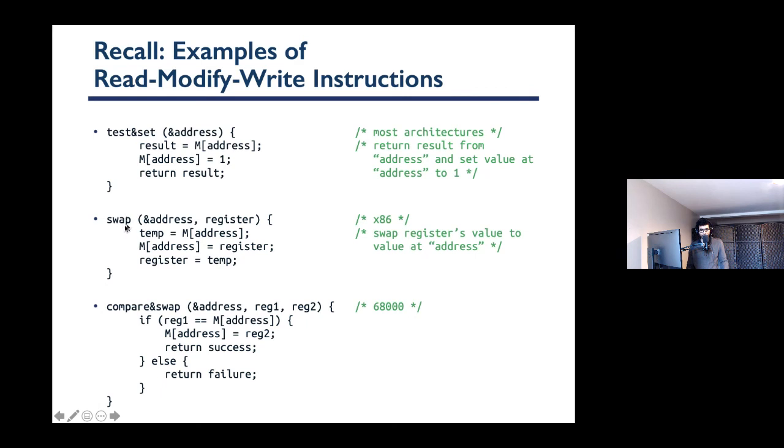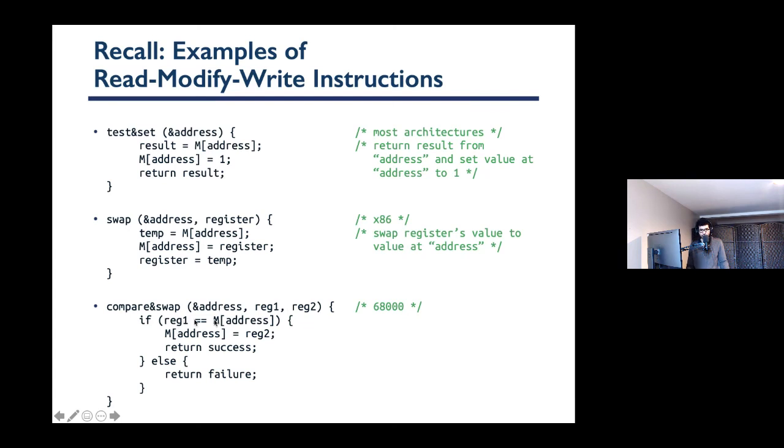The other one is swap. I give a register and an address in memory, and this instruction, again, another load, modify, store instruction, just reads that address, changes the value in that address to the value of this register, and then swaps the value of the register with whatever was stored in that address. And the last one is compare and swap. So I give it 2 registers this time and an address.